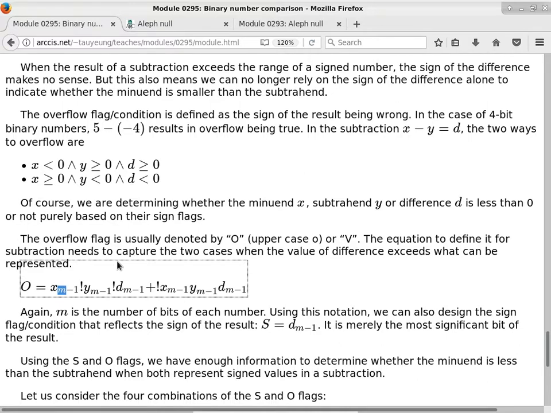But it doesn't need to matter because m minus 1 designates the most significant bit, since bit 0 is the least significant bit. When you count from 0, the last bit is m minus 1 and not m. So we only focus on the most significant bits of the minuend, which is x, of the subtrahend, which is y, and also of the result after the subtraction, which is the difference, or d.